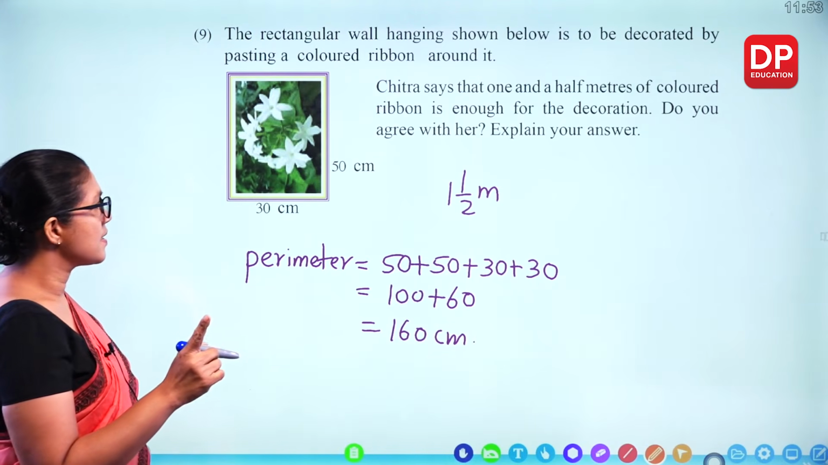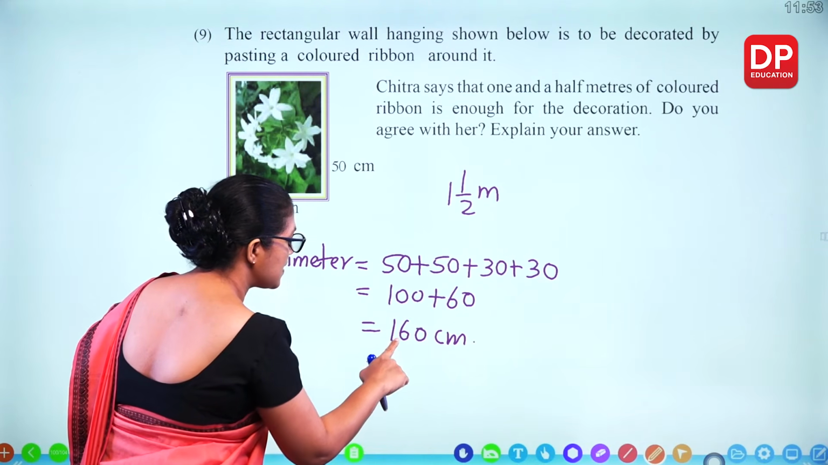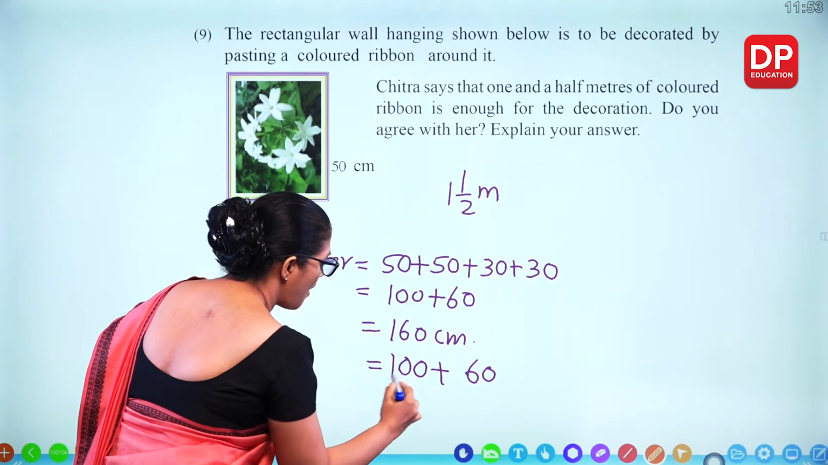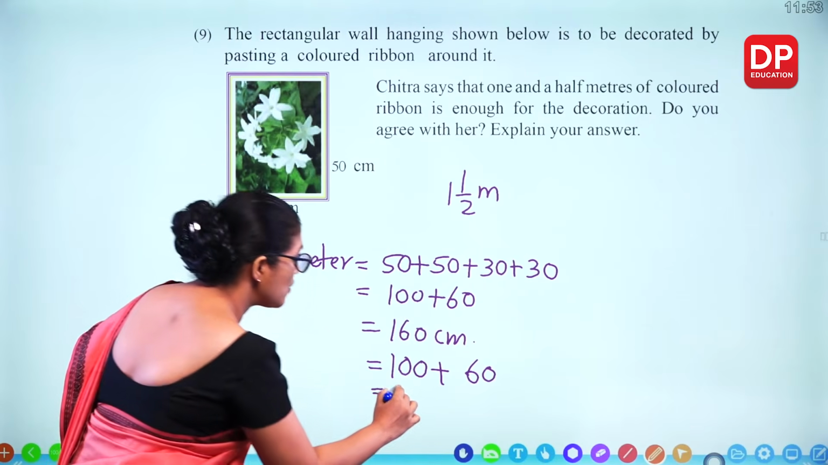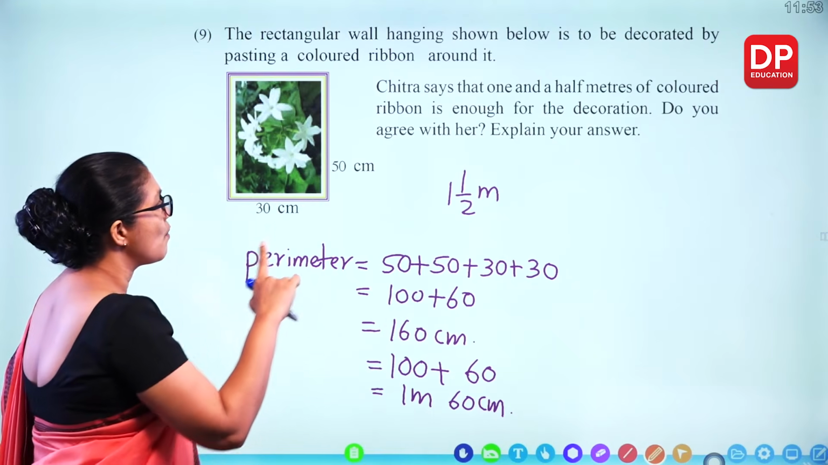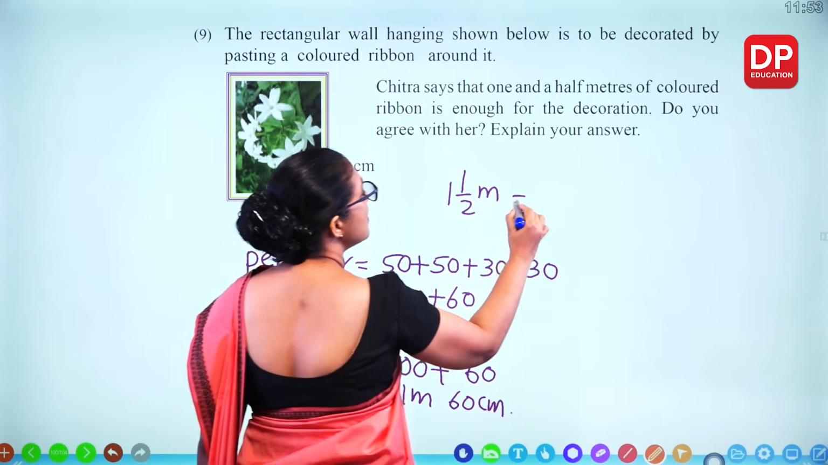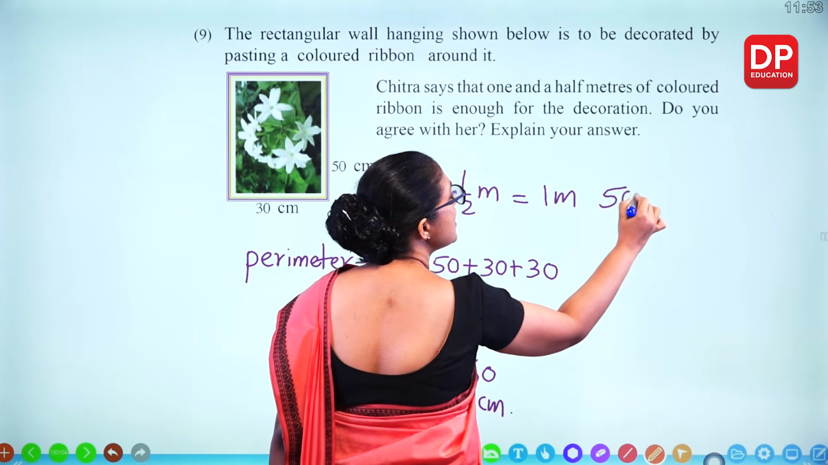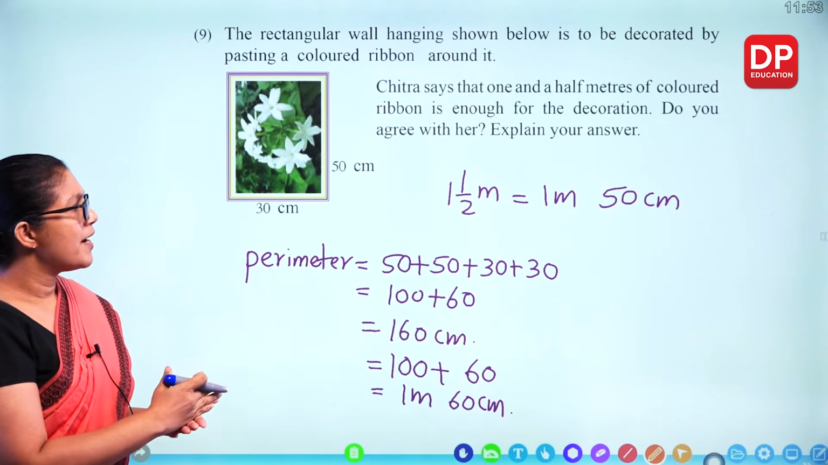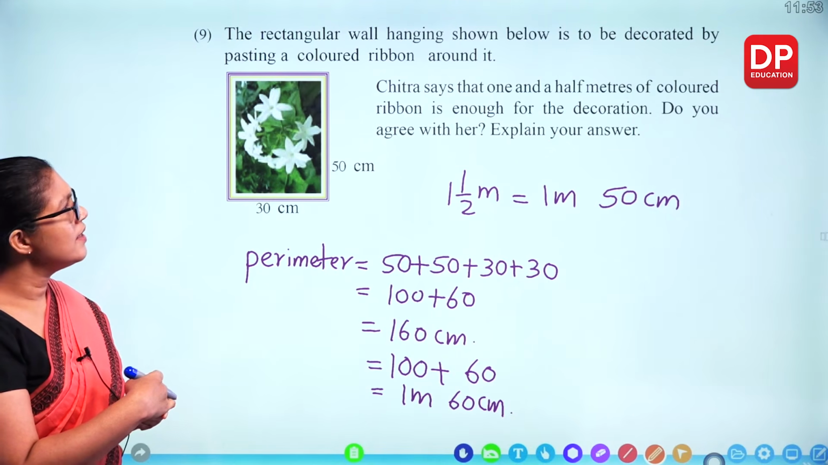This is in centimeters. Convert to meters and centimeters. We can split 100 and 60. 100, when you divide by 100, is 1 meter and 60 centimeters. But 1.5 means 1 meter and 50 centimeters, because 100 is 1, half means divide by 2, that's 50. So what do you think? Do you agree with her?